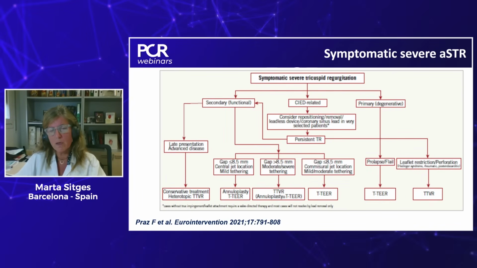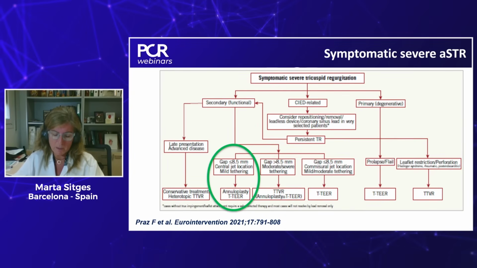So in this lady, according to what we have agreed in this consensus document by the focused tricuspid regurgitation group of the PCR group, we have secondary tricuspid regurgitation with a gap which is less than 8.5. It's a central jet location. There is a little bit of tethering of the leaflets, particularly of the septal leaflet, but it's just mild, and there is enough length of the leaflets to undergo either a transcatheter H2H repair or annuloplasty.